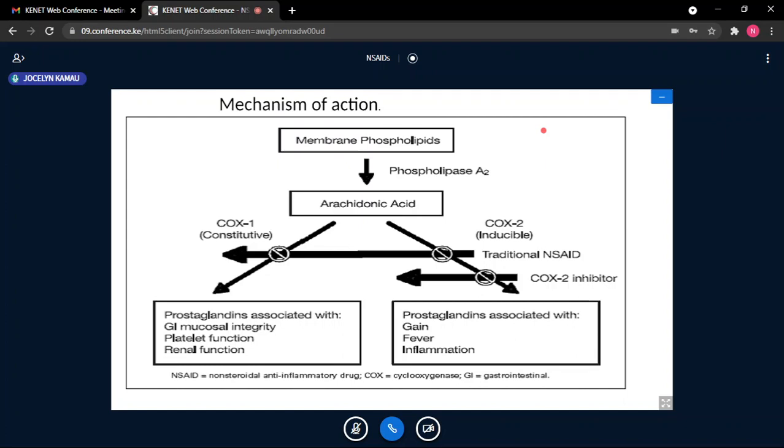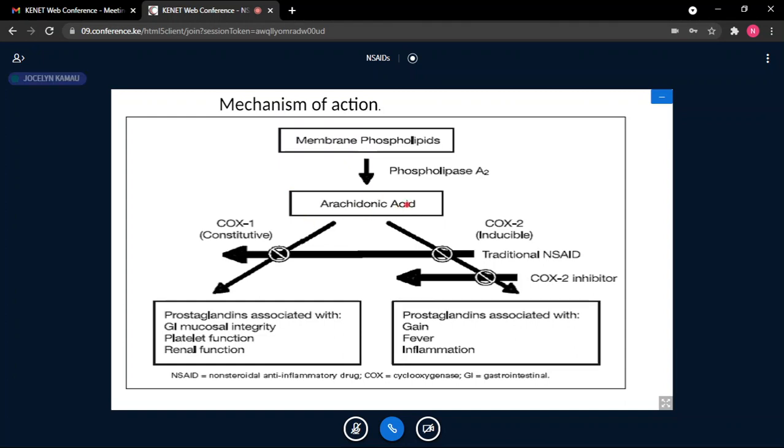Now, mechanism of action. This is something we are repeating, but it's good to put it down. You have the membrane phospholipids, and a stimulus, or a physiological imbalance, triggers release of phospholipase A2. The phospholipase A2 cleaves arachidonic acid from the phospholipids, such as phosphatidylinositol and phosphatidylcholine. Once cleaved, you get your arachidonic acid.